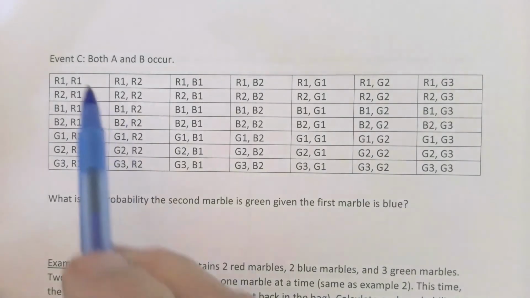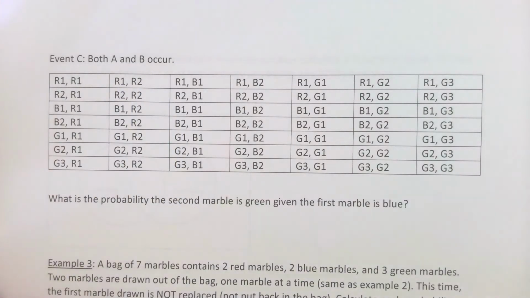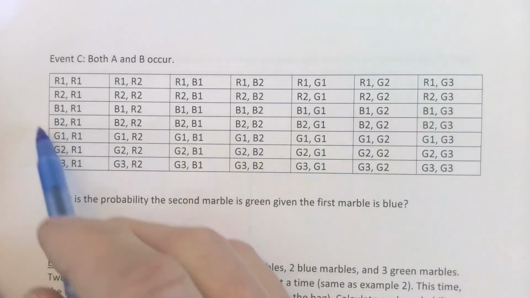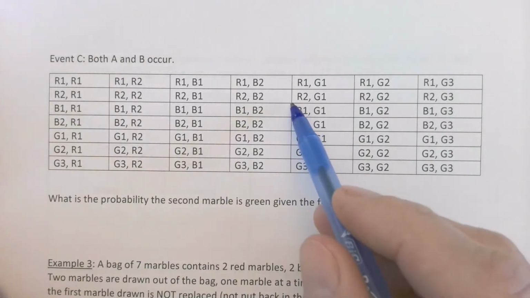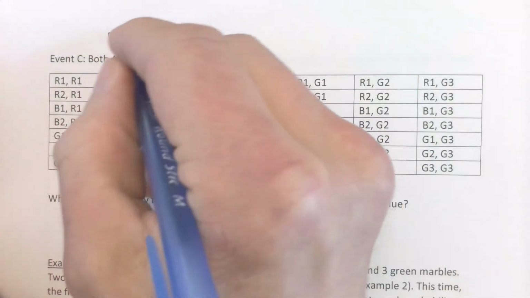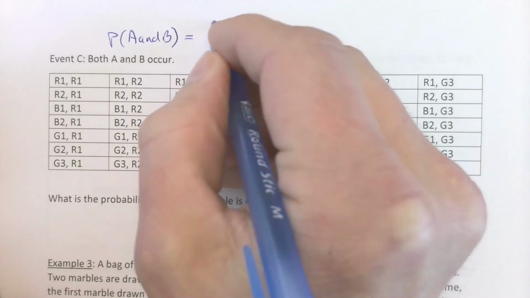But if you want both A and B to occur, then you have to get blue on the first draw. And all of these here are blue on the first draw. And those are the only ones here that have blue on the first draw. And then you have to get green on the second draw. Well, that narrows it down to these 6. So the answer to this, the probability of A and B, is 6 out of 49.